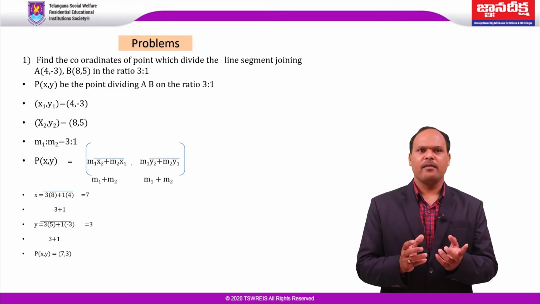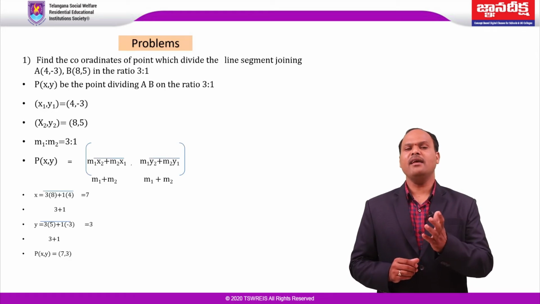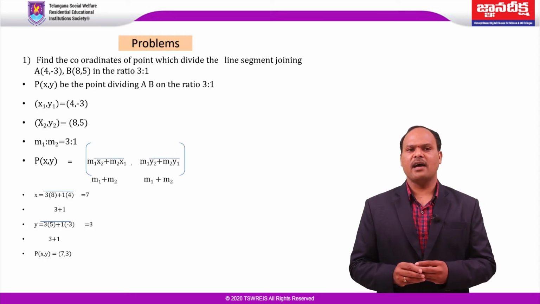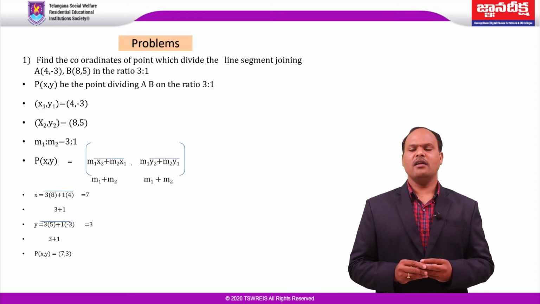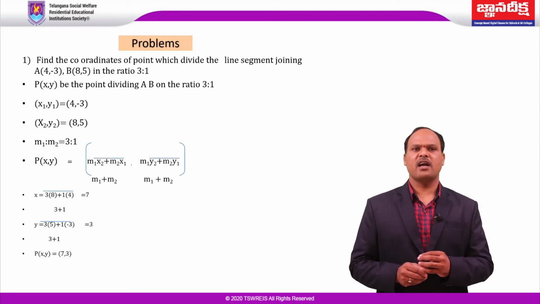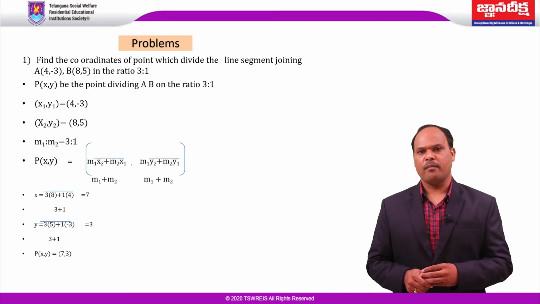So if we simplify, the total value becomes 7. The x coordinate will be 7. If we simplify the y coordinate, finally we got the answer 3. So we got the coordinates of point P (x, y) equal to (7, 3). So let us go to the second problem.